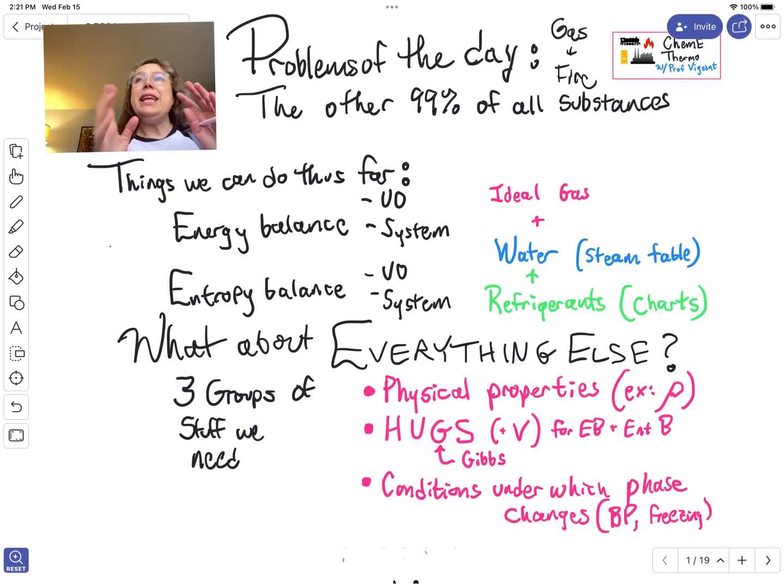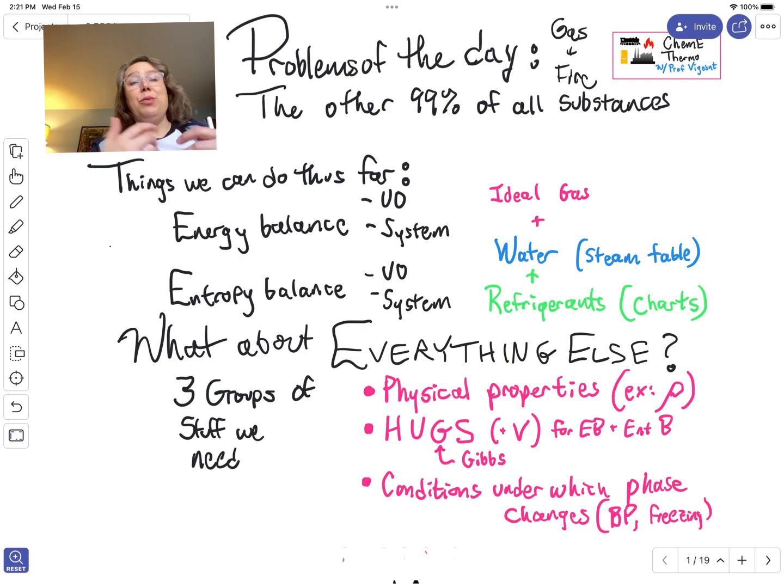Well, we need to find something or a suite of some things that can give us three different pieces of information. First up, we need something that can tell us physical properties. So for example, right now I could go to the steam table, and if I know T and P, I can find the volume or the density for water in those conditions. So we want to be able to do that exact same thing for other stuff.